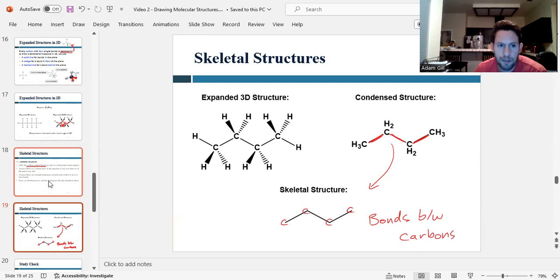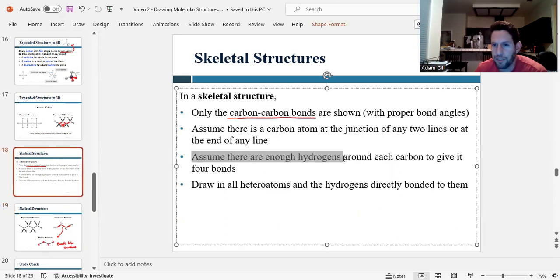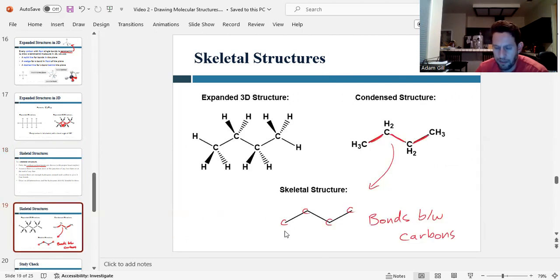And we assume that there are enough hydrogens around each carbon to give it 4 bonds. So this carbon already has 1 bond, so that means that it must be attached to 3 hydrogens. This carbon here has 2 bonds, which means he's got 2 more hydrogens to give it 4 bonds. This carbon has 2 bonds already, which means he needs 2 hydrogens to give it its 4 bonds. And this carbon on the end needs 3 more hydrogens. And so by filling the hydrogens and the carbons in, we've gone back to our expanded structure.